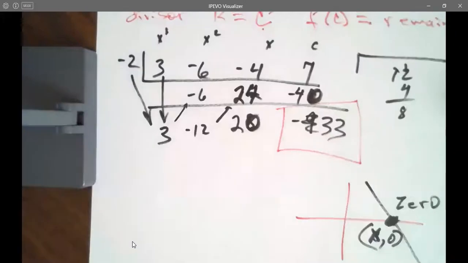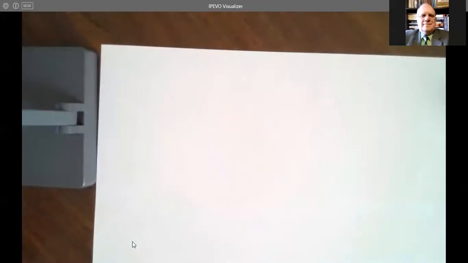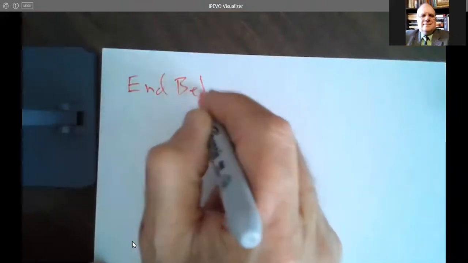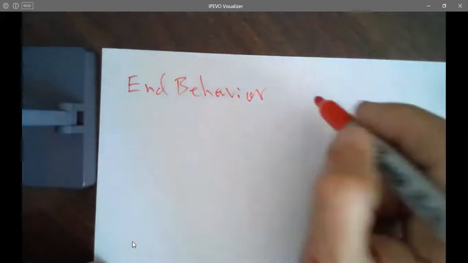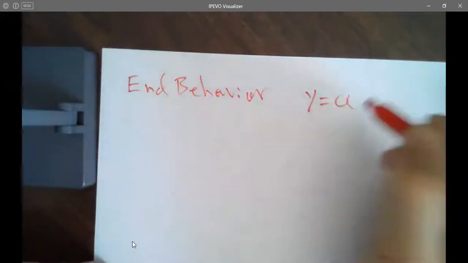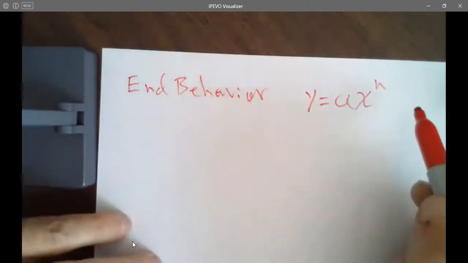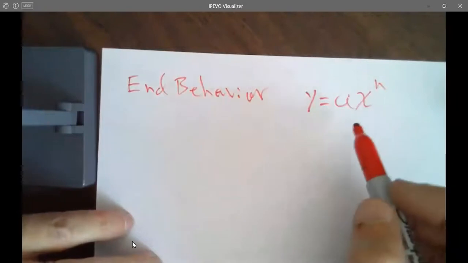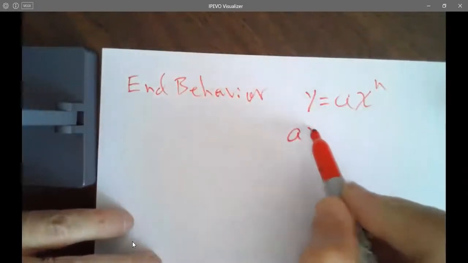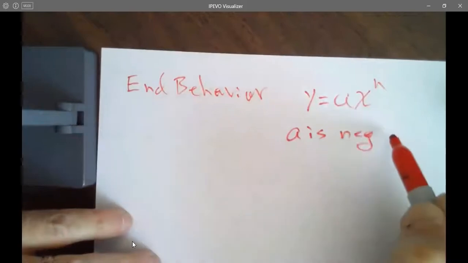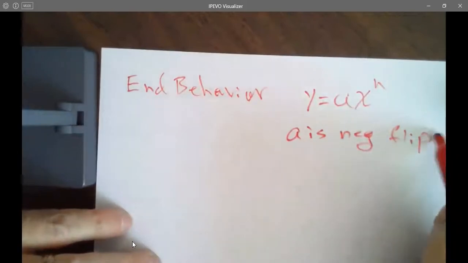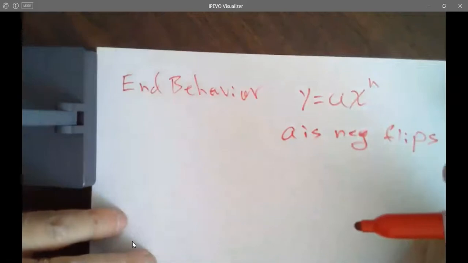All right. Get another piece of paper here. All right. As far as the end behavior goes, when you have y equals the leading term, ax to the n, if a is negative it flips or reflects it about the x-axis.